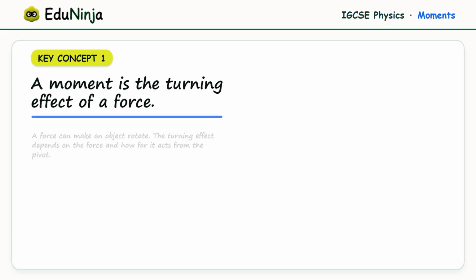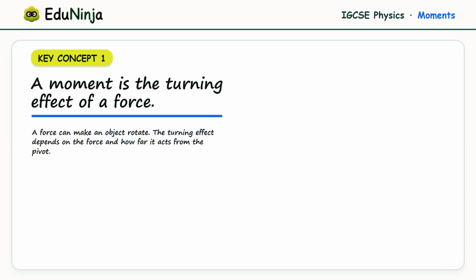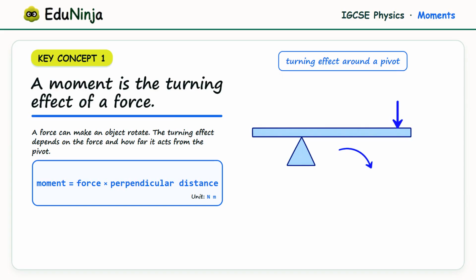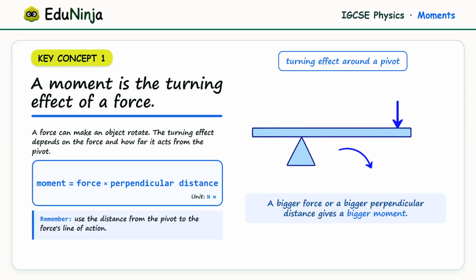A moment is the turning effect of a force around a pivot. A force can make an object rotate. The bigger the force, or the farther the force acts from the pivot, the bigger the turning effect. The formula is moment equals force times perpendicular distance. The unit is Newton meters. Remember, measure the perpendicular distance from the pivot to the force's line of action. So, a moment tells us how strongly a force tries to turn an object.